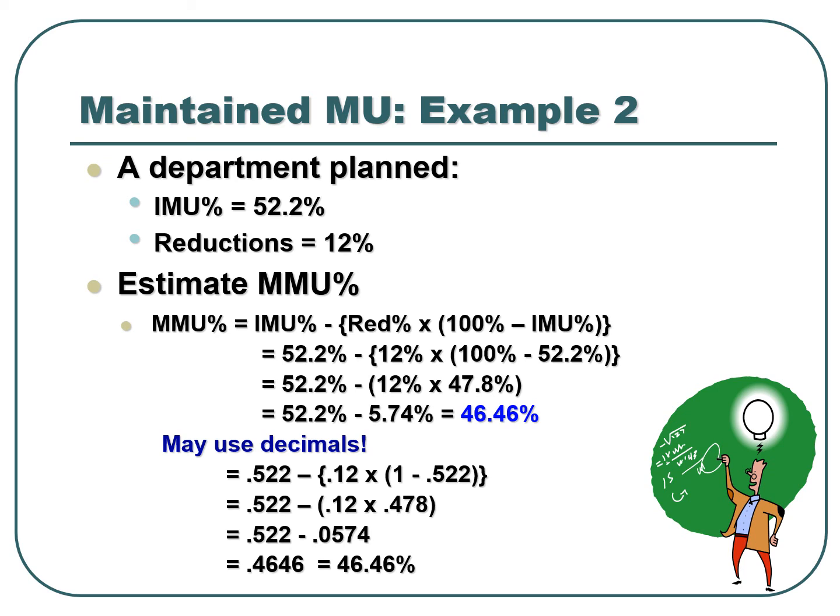Okay, it may be actually wise to use all decimals for everything, and then just at the last stage convert that decimal into percentage. Like so, instead of 52.2, just say 0.522 minus 0.12 times 1 minus 0.522. If you do that, you will have less chance to make a calculation mistake. So make sure you understand that these are all percentage figures that we're looking at. Okay.